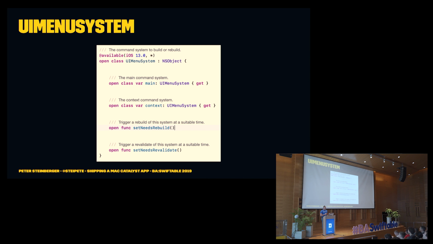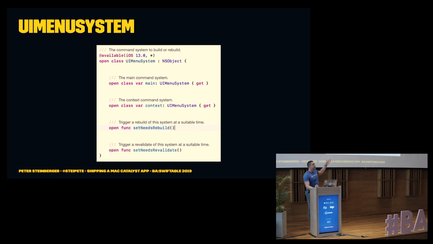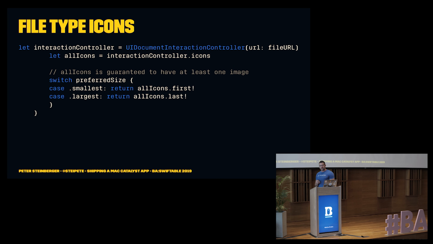So first of all, we have to build the menu system. That's easy. I've already showed you how to build a menu. And whenever we want to change it, we call set needs rebuild, and the system will create the menu again and will update the menu. That part's easy. Next up, we want file type icons.